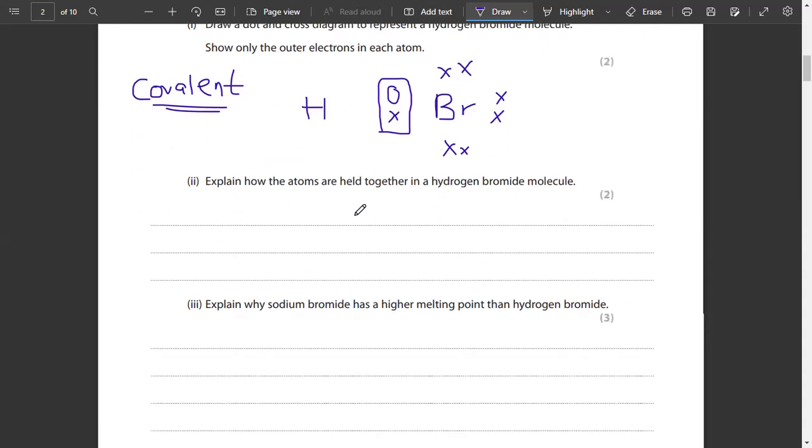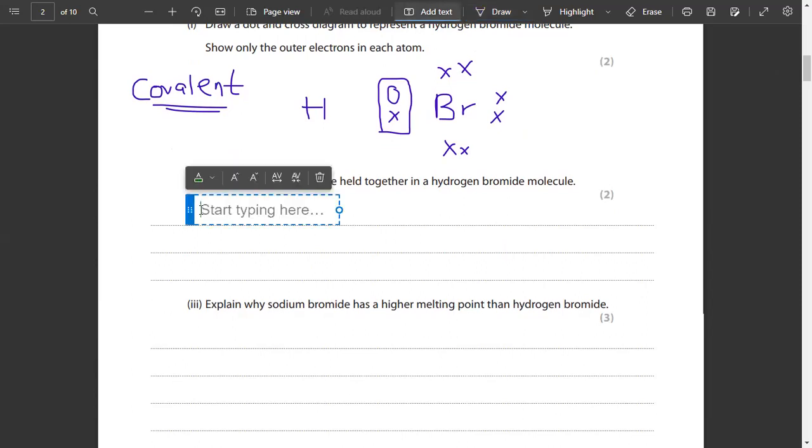Explain how the atoms are held together in a hydrogen bromide molecule. We can say here they have shared 2 electrons, or you can also say they have shared 1 pair of electrons. 1 pair of electrons or 2 electrons means the same thing. Whether you write 1 pair of electrons or 2 electrons, it is the same.